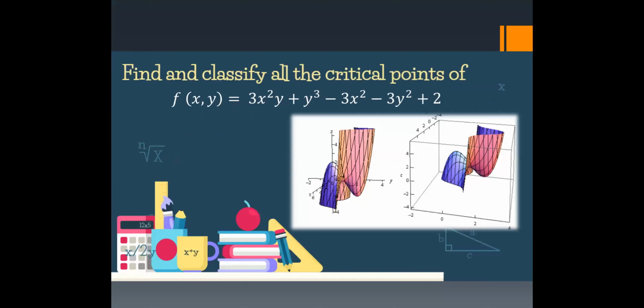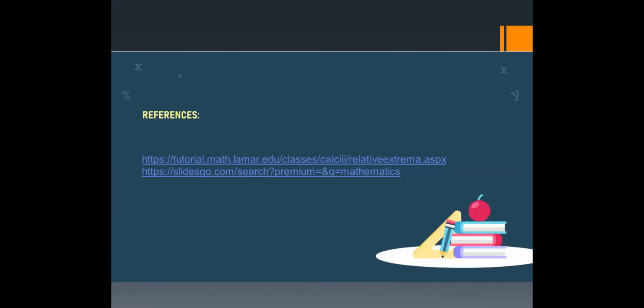And here is also the graph of the surface for the sake of completeness. So I hope you learned something today with our lesson for relative minimums and maximums.